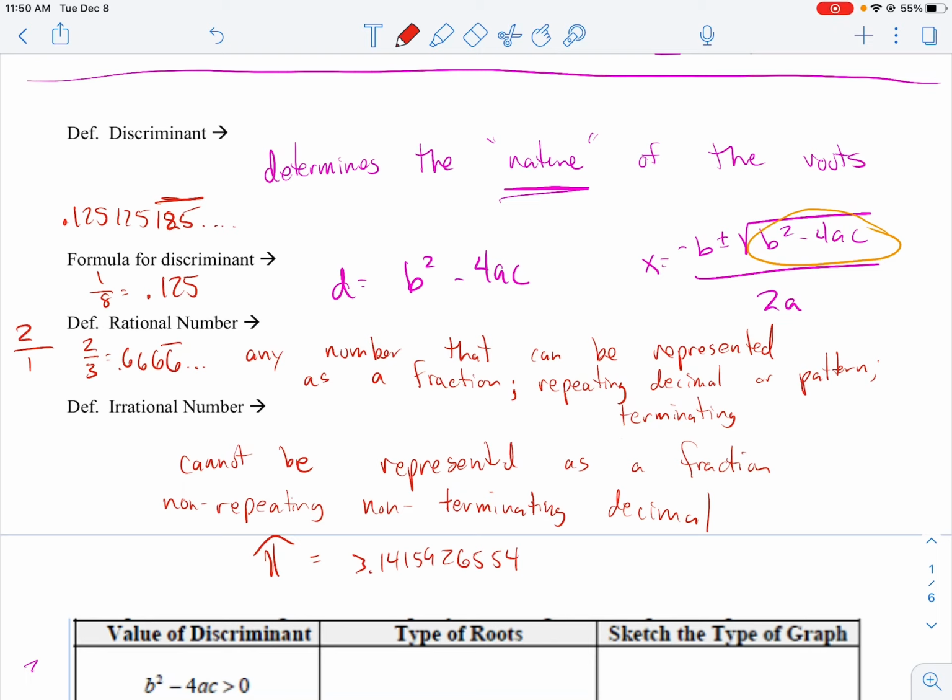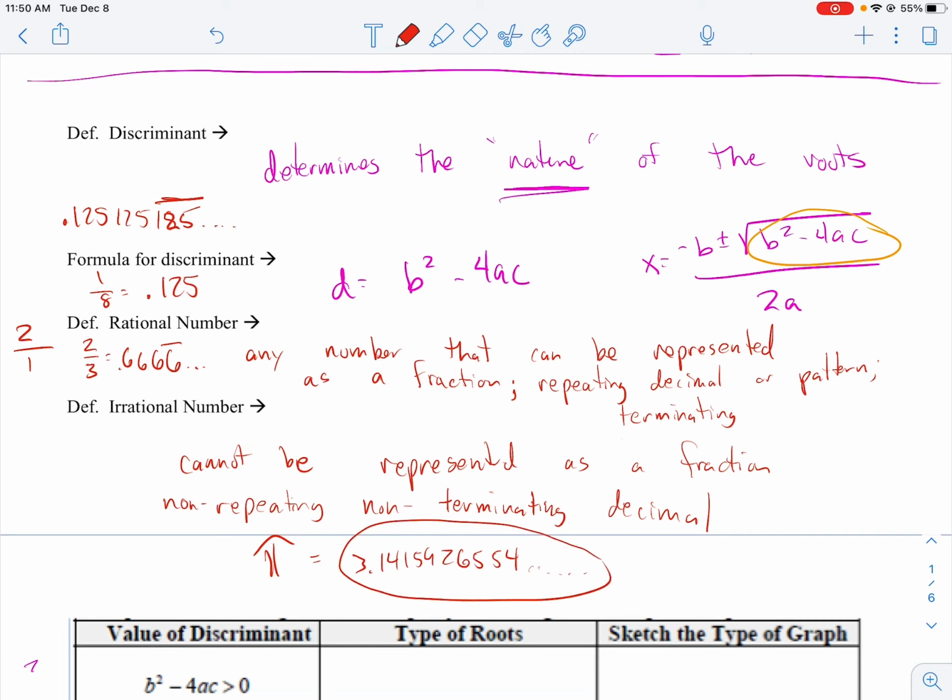3.14159265554, and so on as that continues on. There's no pattern, and it goes on forever. So when you're thinking of an irrational number, think of the number pi, right? We can't write that as a fraction. I mean, we could, I guess, but you've got a non-repeating, non-terminating decimal at the end anyway.